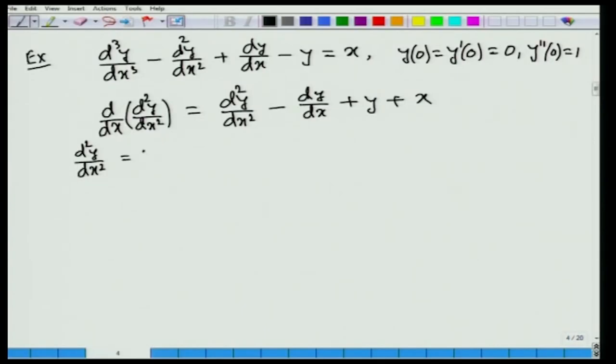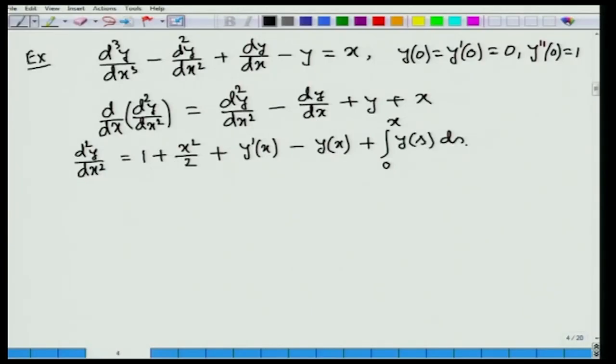So, we can transfer this 1 to the right hand side, and after that we can write the integral of this term, that is x, from the range 0 to x. So, it will be x square by 2 plus the integral of this expression, that is d2y dx2. So, it will result in y dot x minus 0, because y dot 0 equal to 0, then minus y x plus 0, because y 0 is given here exactly equal to 0, plus integral 0 to x y s ds.